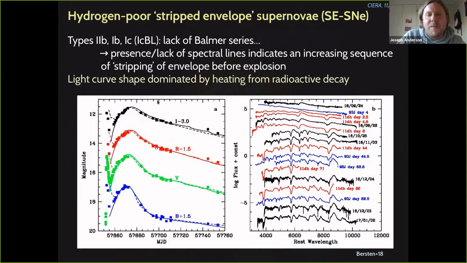They show a lack of spectral lines, which indicates an increasing sequence of stripping of the envelope before the explosion, compared with the type 2s that have most of this envelope still intact.